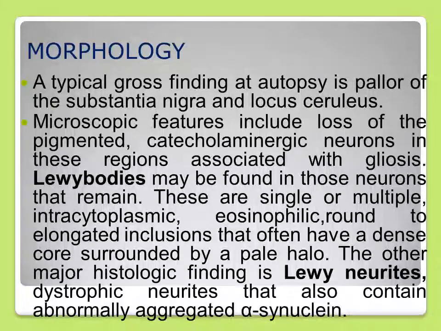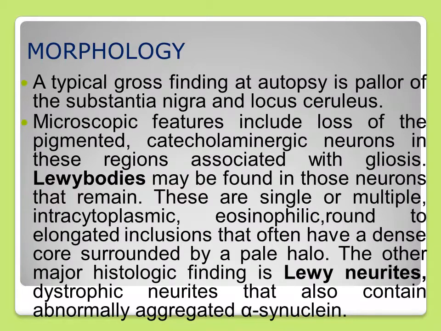Morphologically, the typical autopsy finding is pallor of the substantia nigra and locus coeruleus. Microscopic features include loss of the pigmented catecholaminergic neurons in this region, associated with gliosis. Lewy bodies may be found in the neurons that remain. These are single or multiple intracytoplasmic eosinophilic rounded or elongated inclusion bodies resulting from aggregation of the abnormal protein alpha-synuclein, and they often have a dense core surrounded by a pale halo.